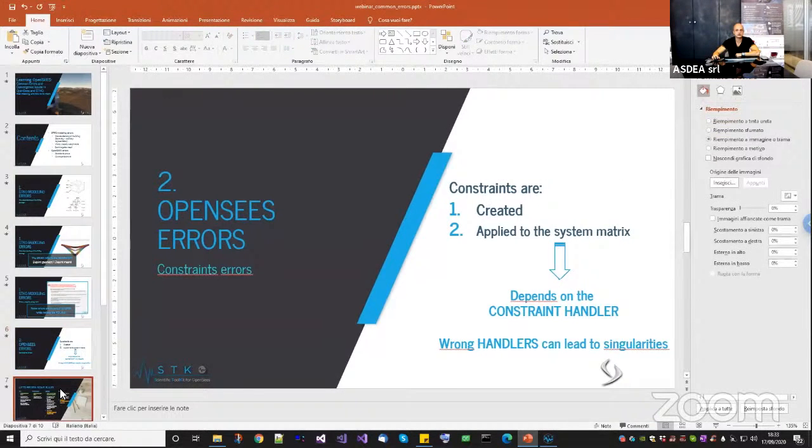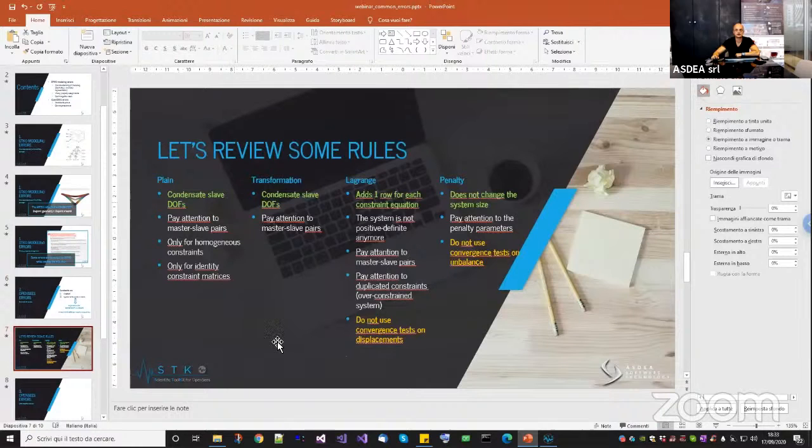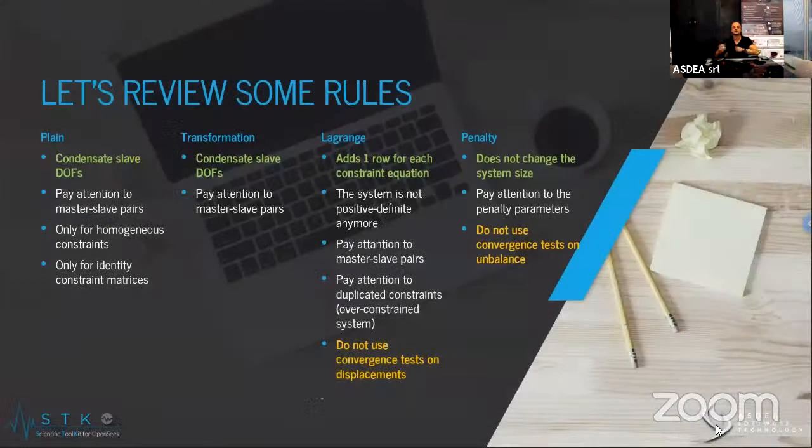So first of all, let me go to the next slide, which is a summary of all the constraints that you have. First I will give you this summary, and then I will explain all these problems one by one using examples. Now you have 4 types of constraint handlers. The first one is the plane, then you have the transformation, then you have the method of the Lagrange multipliers, and then you have the penalty method.